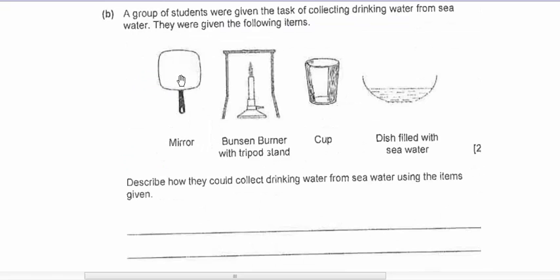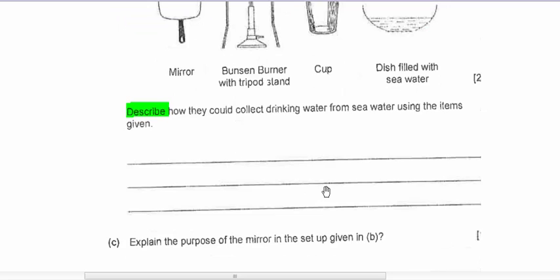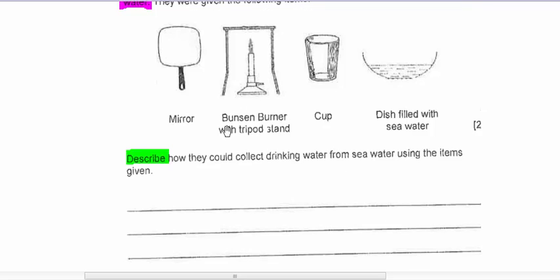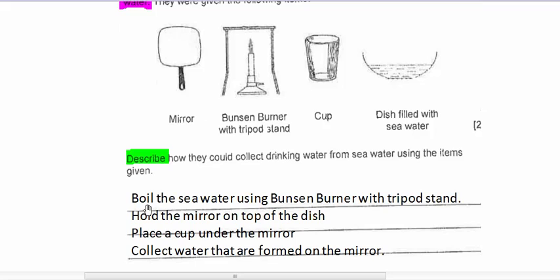Now, a group of students is given a task to collect drinking water from seawater. They're given these items: mirror, Bunsen burner with tripod stand, cup, and a dish filled with seawater. So you're supposed to describe, you don't have to give an explanation here, how they can collect drinking water from seawater using the items given. Step 1, boil the seawater using a Bunsen burner with a tripod stand. Then hold the mirror on top of the dish, place a cup under the mirror, and collect the water that is formed on the mirror.